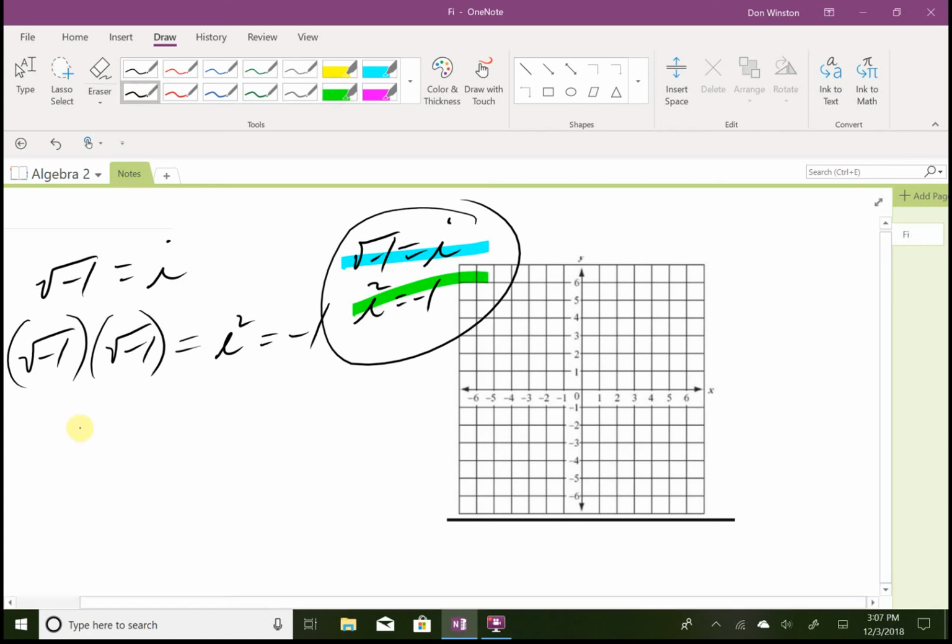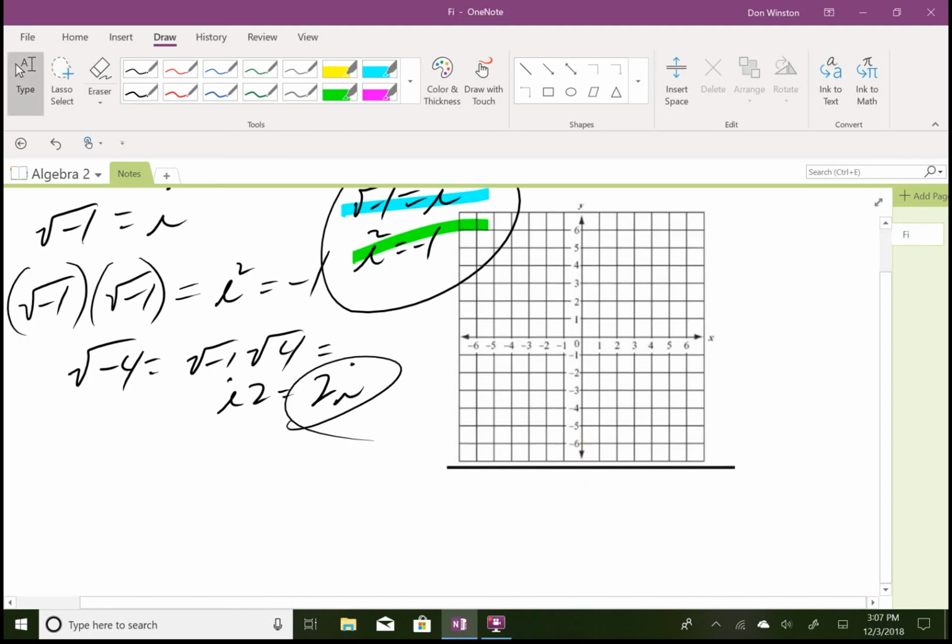Okay, so just some practice. If I said the square root of negative 4, that will equal the square root of negative 1 times the square root of 4, so i times 2, but we always write this just 2i. So the square root of negative 4 is equal to 2i. If I had 3 times the square root of negative 16, that would be 3 times the square root of minus 1 times the square root of 16, which is 3 times i times 4, which is equal to 12i.